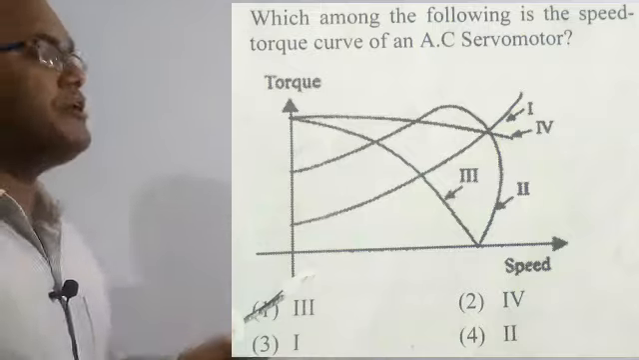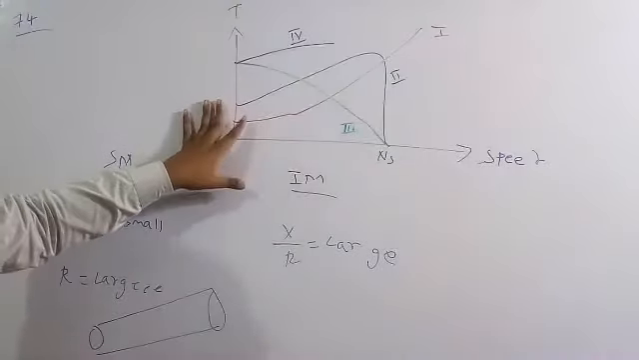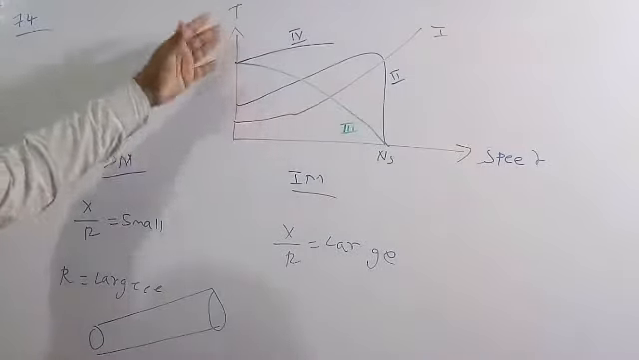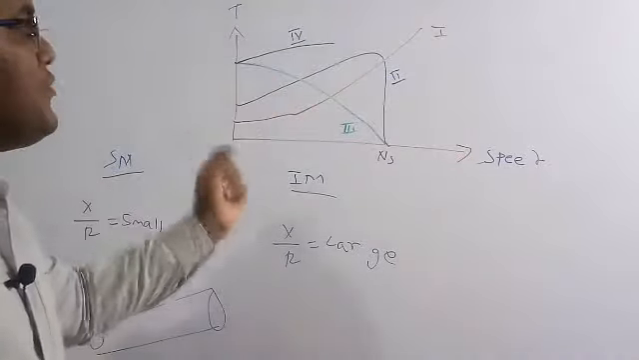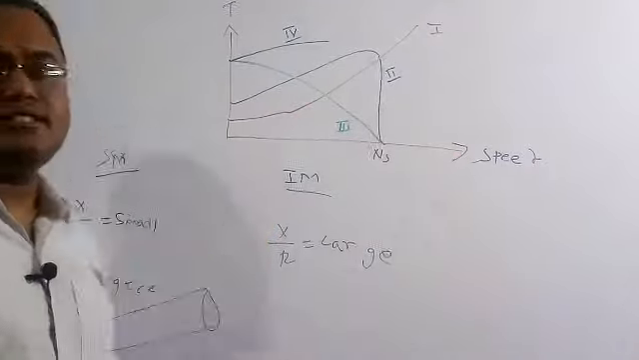So let's discuss something more about this one. These are the 4 graphs given in the question, the torque versus the speed characteristics. So we need to figure out which is the curve for the AC servo motor.